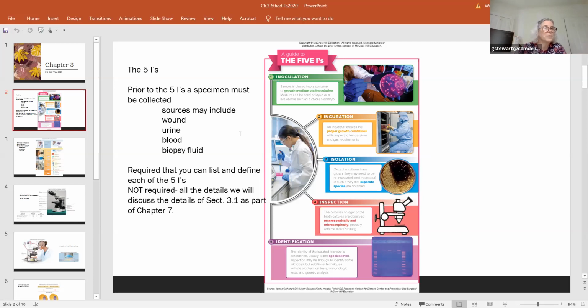So let's just run through these kind of quickly. The first of the 5 Eyes we call inoculation, and this involves taking a sample from the source, of course, and putting it into sterile growth medium.